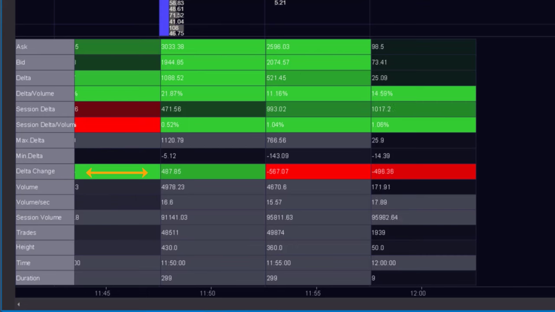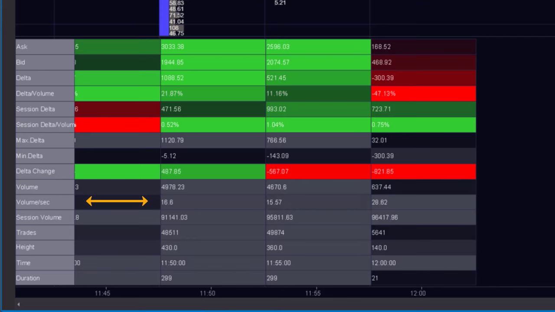Delta change. This is the difference between the delta of the current candle and the delta of the previous one. Volume. Basic information about trading volume within a bar. Volume/second. The ratio of volume to time. This can be useful for charts with non-standard time frames. Session volume. The accumulated volume or the total volume across all bars since the start of the session.